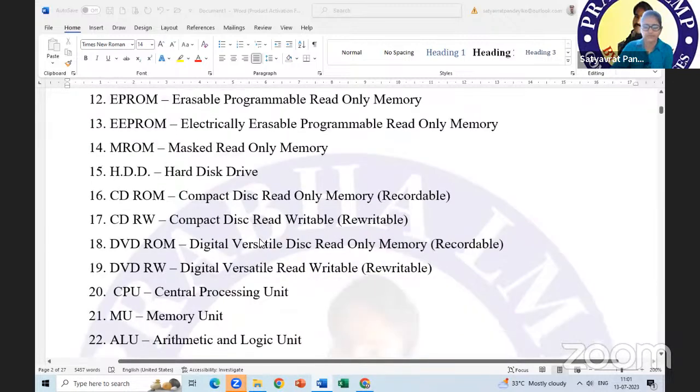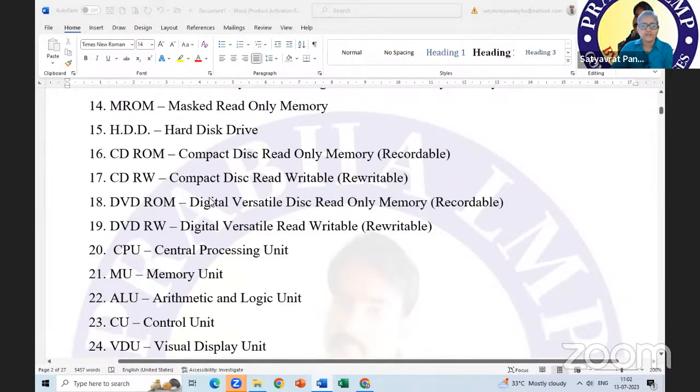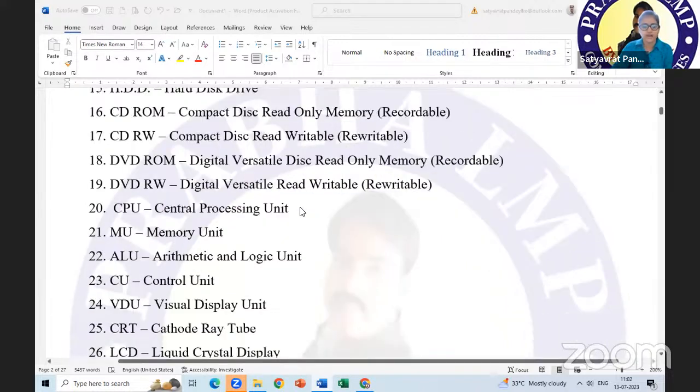CD-ROM, compact disk read-only memory, that is recordable. CD-RW is compact disk read-writable. It is rewritable. DVD-ROM, digital versatile disk, read-only memory. It is recordable. DVD-RW, digital versatile disk, read-writable, rewritable.